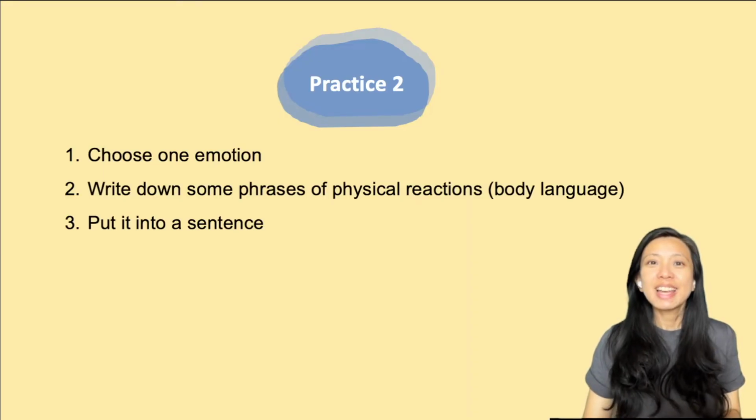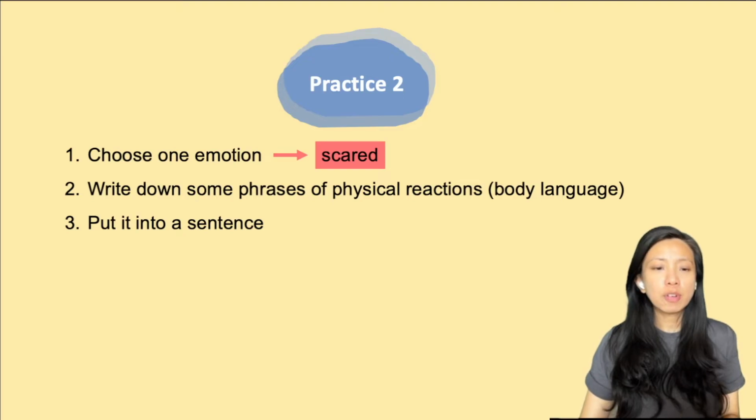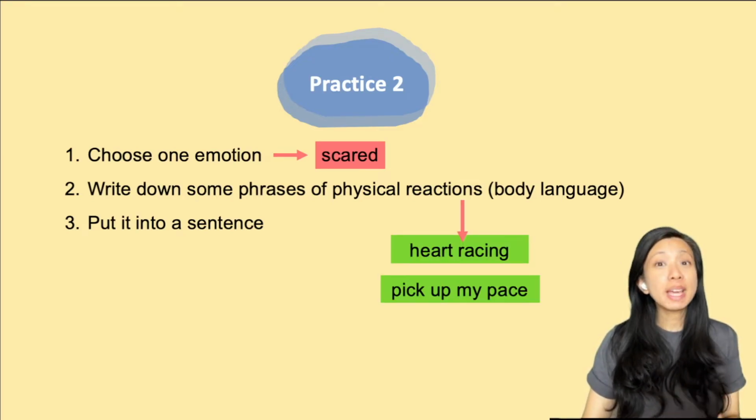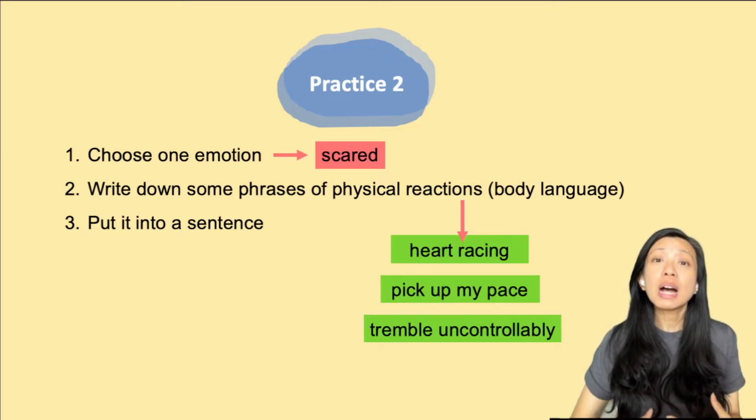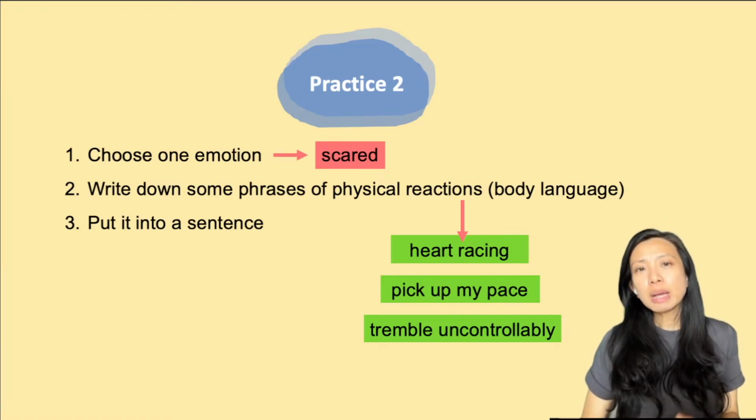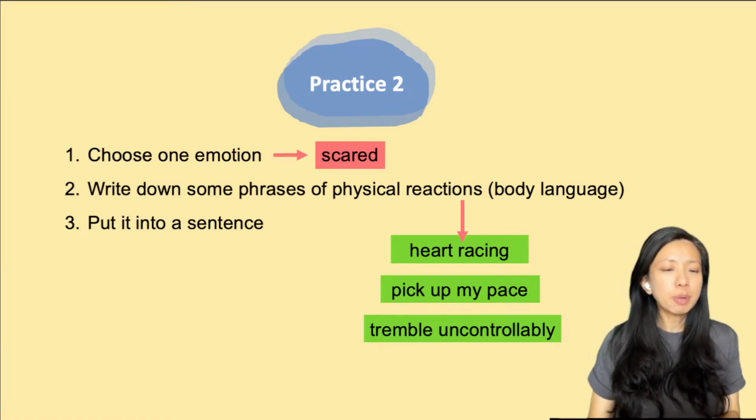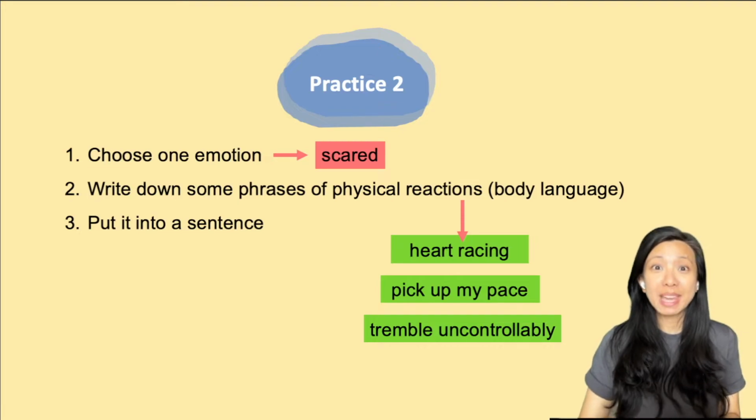Okay, have you done that? Now let's look at my example. I have chosen the emotion of scared, and some phrases that I thought of are heart racing, pick up my pace, and tremble uncontrollably. So this time I'm going to use two phrases instead. I'm going to use heart racing and pick up my pace.